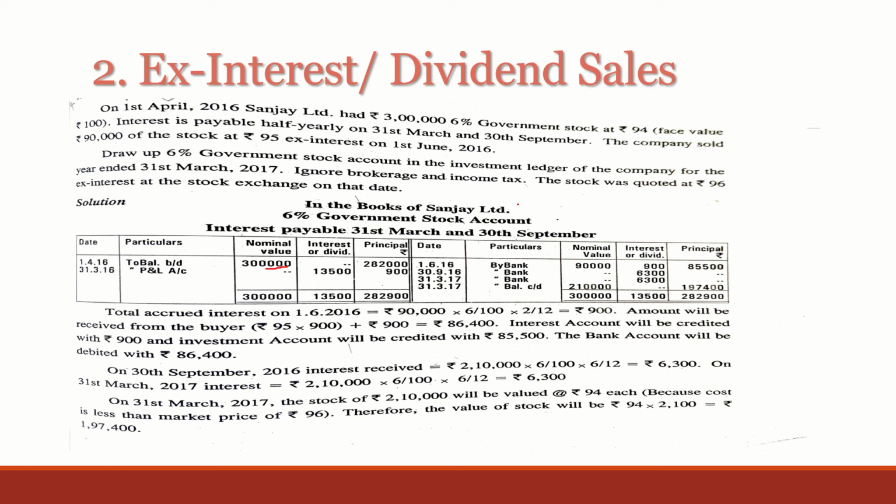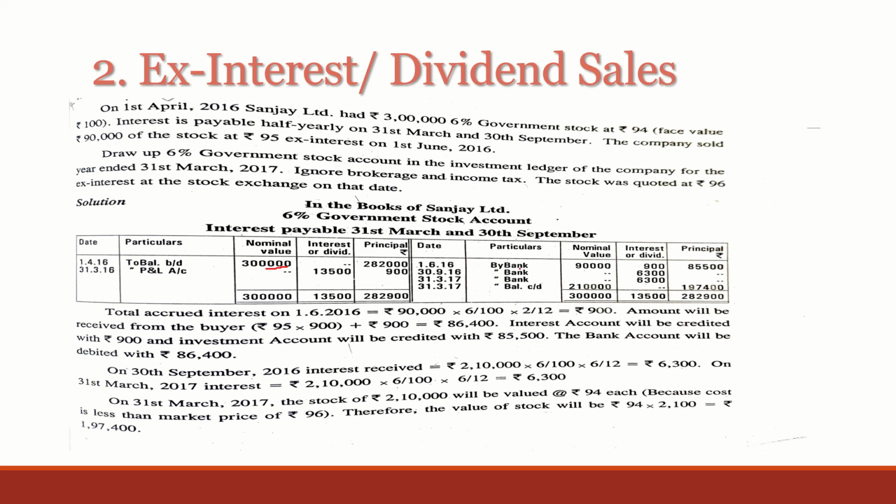Interest is payable half yearly on 31st March and 30th September. Company sold 90,000 rupees of the stock at 95 x interest on 1st June 2016. So what comes next, now that we have started the financial year from 1st April? Is it the interest due or is it the sales? It is the sales, because interest comes on 30th September, but there is a sale on 1st June. So we will record the sales. Okay, so 1st June 2016 by bank.